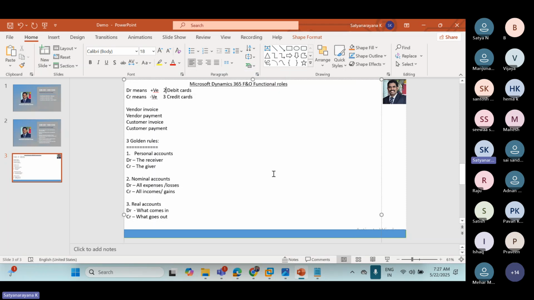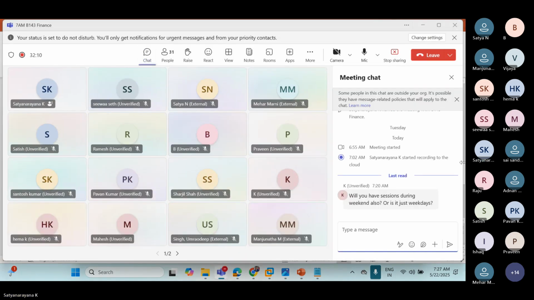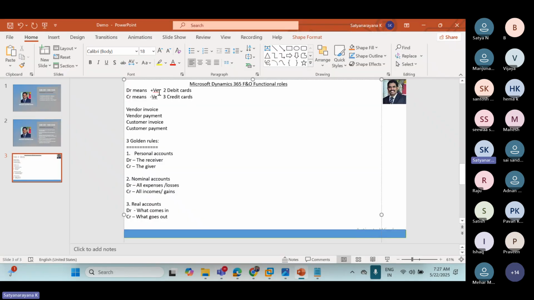Many people are confused about debits and credits. So always remember: debit means positive, credit means negative. I will give clarifications very clearly. Of course, you learned from your lecturers, intermediate 2 years, degree 3 years and MBA 2 years, but still there is a lot of confusion about debits and credits. Many people, not just one person, get confused. So I will give strong clarifications. What is debit? What is credit? In the coming sessions, over the next 2 weeks, you are going to learn.